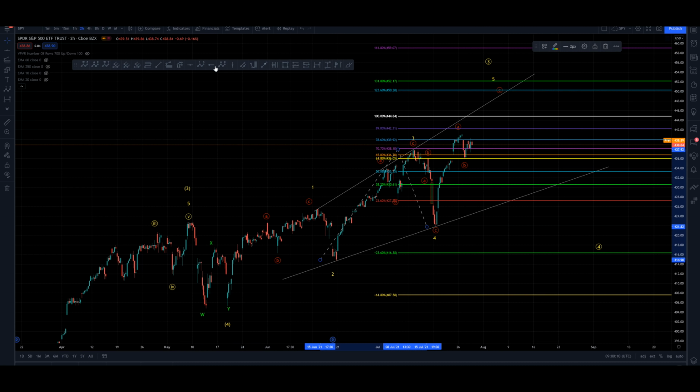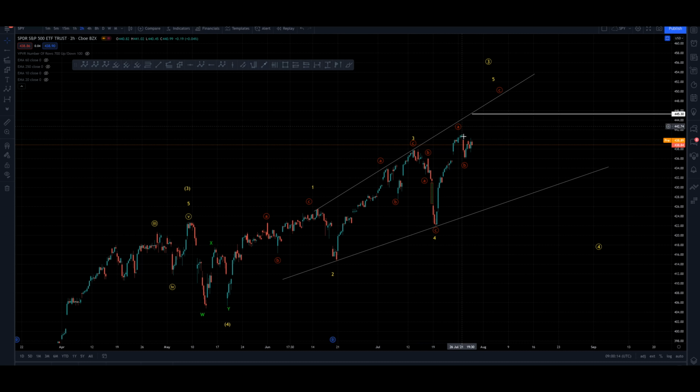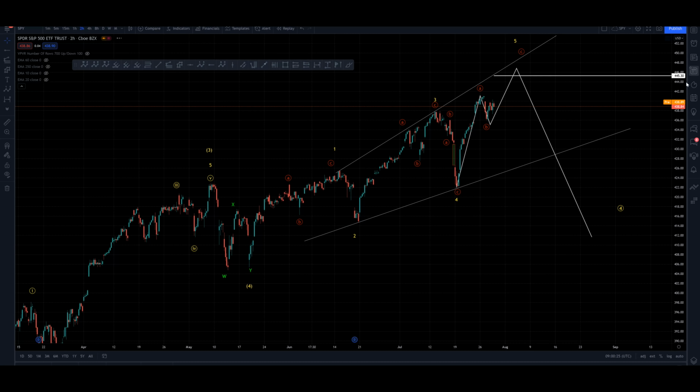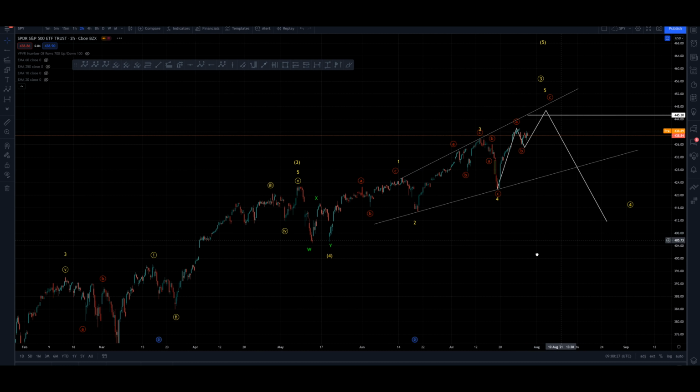So as you can see, a move just beyond the length of the 3 would be all we need, and it could still fall short of the trend line. It could go A, B, come through, fall short of the trend line, and then we start our wave 4 correction. So that's what I think's going on currently.